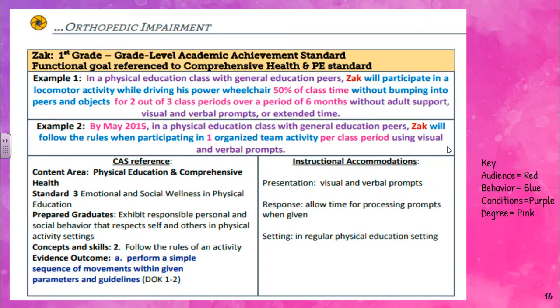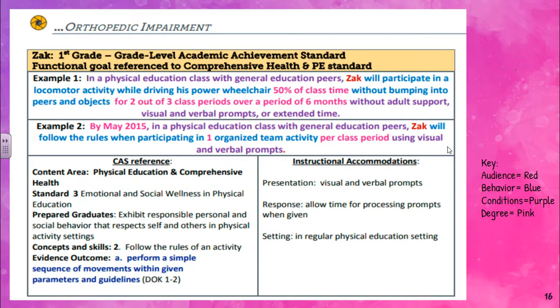Following our key, our audience is red, and that's Zach. Our behavior is blue. We want to see that he can engage with his power wheelchair without bumping into peers and objects. That does pass the stranger test. Anybody could see that. The conditions: he's going to be in gen ed in PE, and he is not going to have adult support or visual or verbal prompts or extended time. So they're pushing for independence for this kid. And then to what degree? Well, at least half of class time in 2 out of 3 class periods over a period of 6 months.